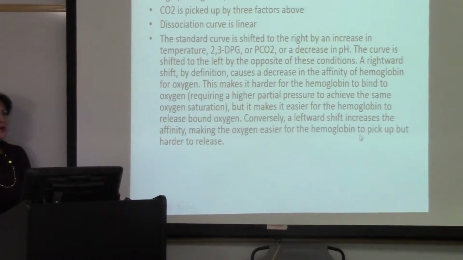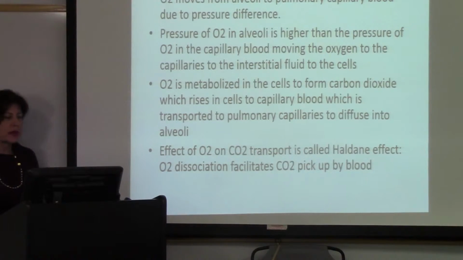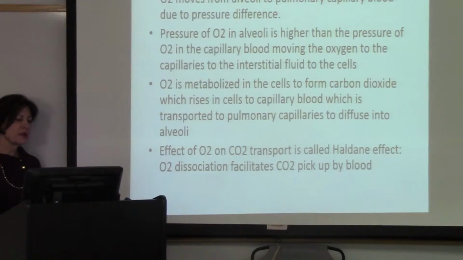It's just important to know when you're acidotic, you need more oxygen. When you're alkalotic, you need less oxygen. And your body's going to respond to try and restore balance. Pressure within the alveoli is higher than the pressure in capillary blood.